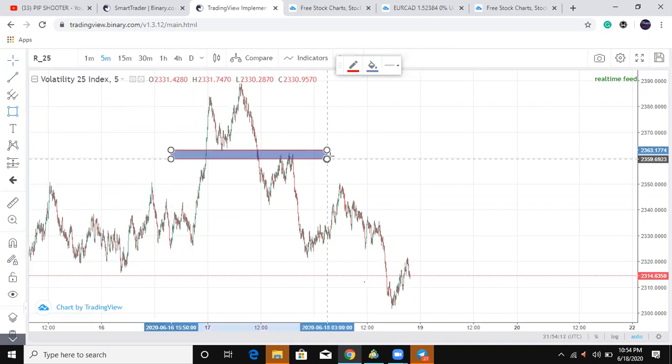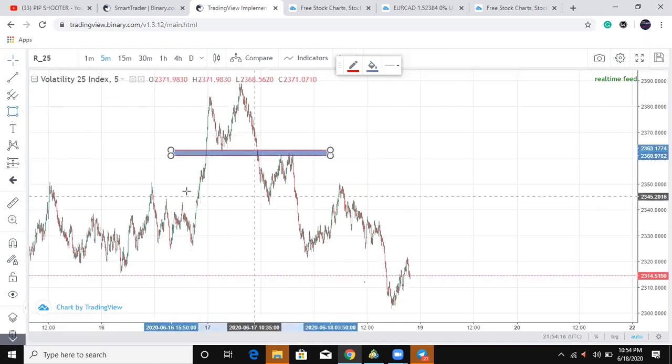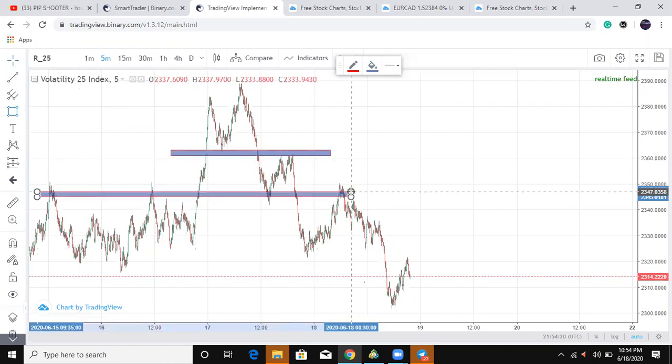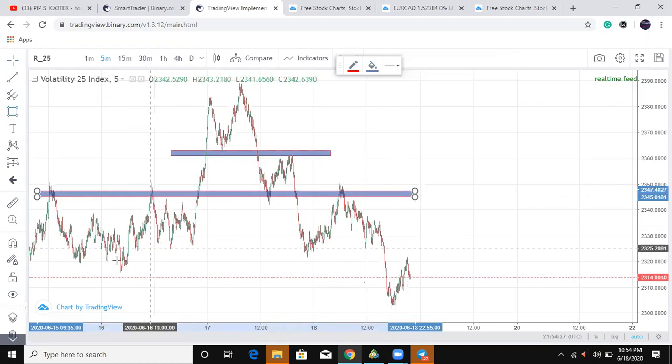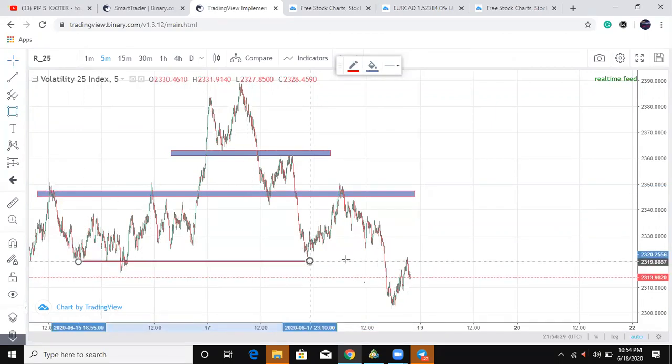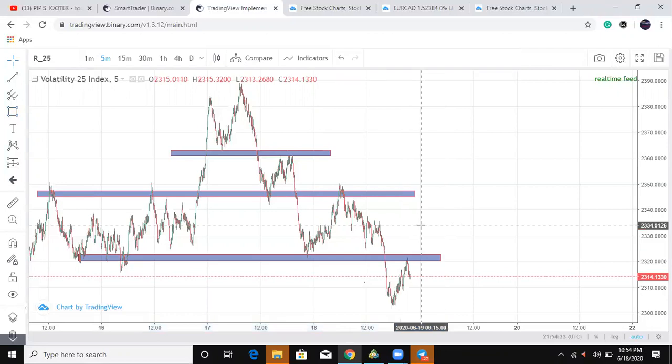See, okay, there's a 1-2-3 move over here playing out. We have a support over here. There's a 1-2-3 move really playing. You can enter a sell on Volatility 25 right now. See, another one is really playing out. Okay, see, guys, it's really simple as that.